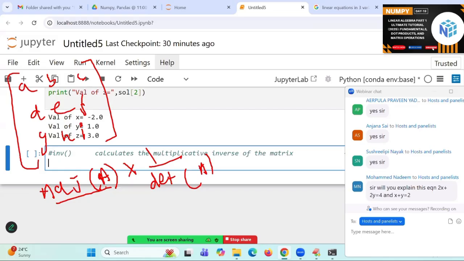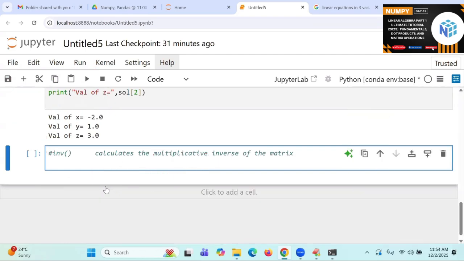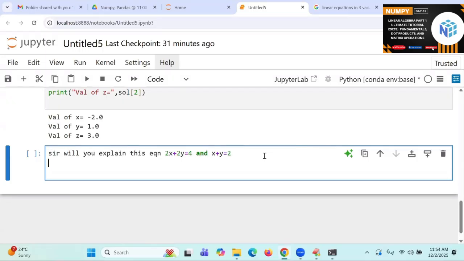Hmm? Don't know. Then how do you remember this? Okay, sit down. So now you'll go to, who is this? Muhammad Nadim. Will you explain 2x plus 2y is equal to 4, x plus y? What is there, student? You're asking again and again the same thing. This is easy. Here I'm going to write it.